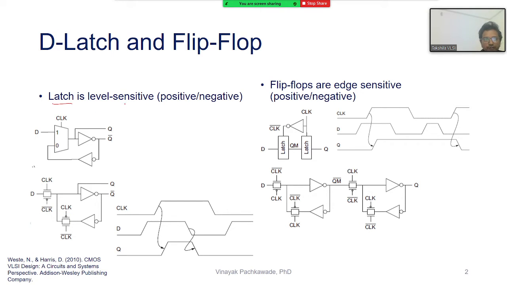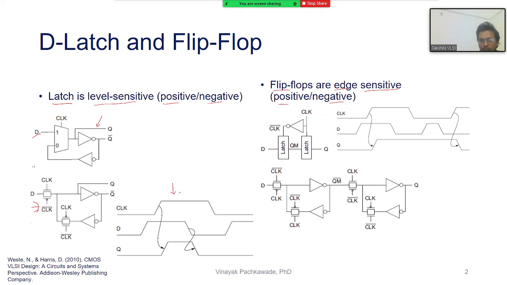So latch, remember, is a level sensitive circuit or logic. Level sensitive, it could be positive or negative. Flip-flops on the other hand are edge sensitive, positive or negative. So this is the circuit representation of the D latch. For instance, I have a data input and this is the transistor level or pass gate level circuit diagram.